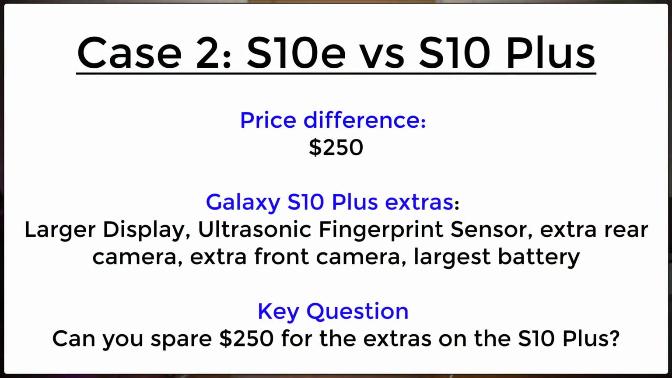Now, in the case of the S10e versus the S10 Plus, same story. You're getting ultrasonic fingerprint sensor, an even larger screen, and of course, now you're getting 1 extra rear camera and also 1 extra front-facing camera. Now, the 1 extra front-facing camera I could care less about. I do care about the rear camera. I do care about the ultrasonic fingerprint sensor. And of course, you get the maximum screen size. All right. And for that, you would have to pay $250 more.